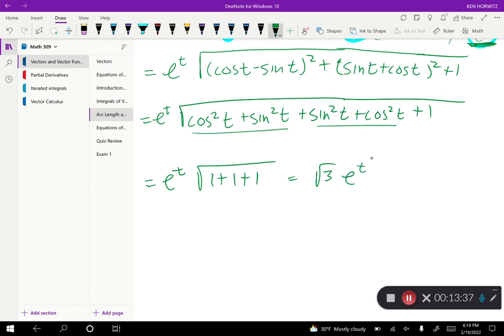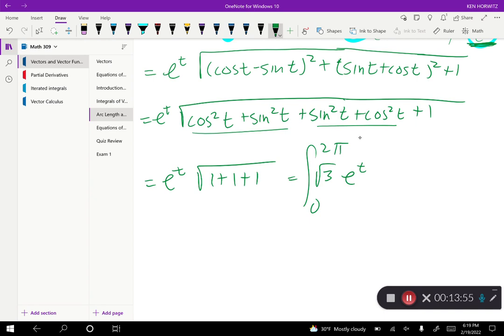And then I'm going to integrate this from 0 to 2 pi. Now this is a much easier integral, all simplified out, than it would have been if we didn't simplify first. So I definitely recommend that.